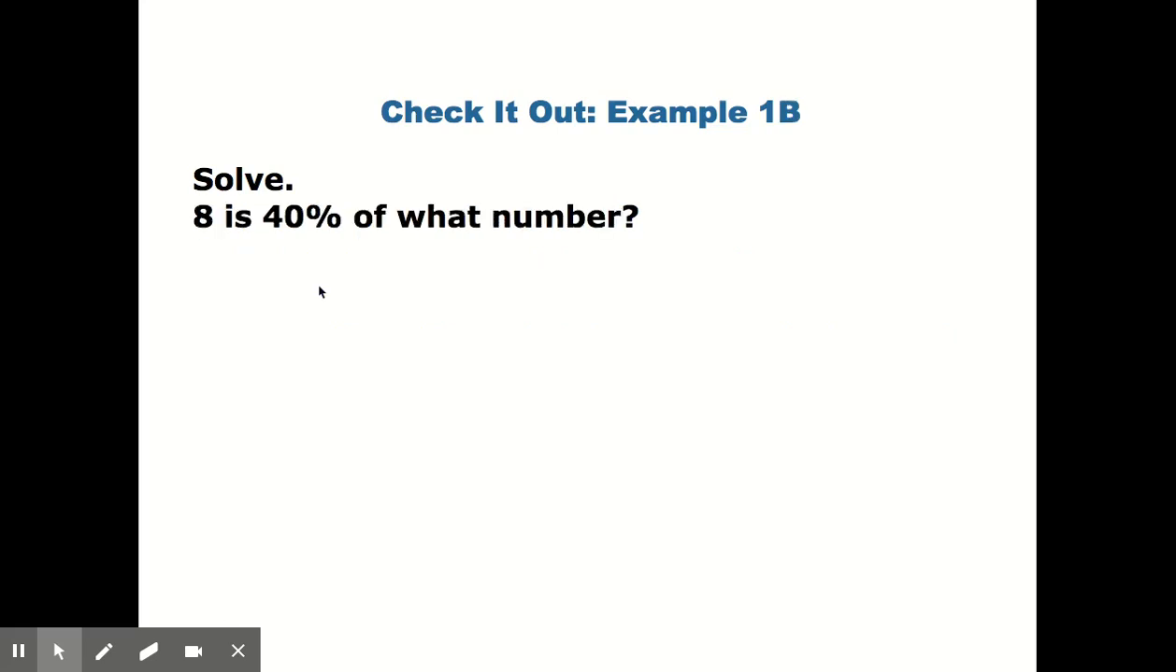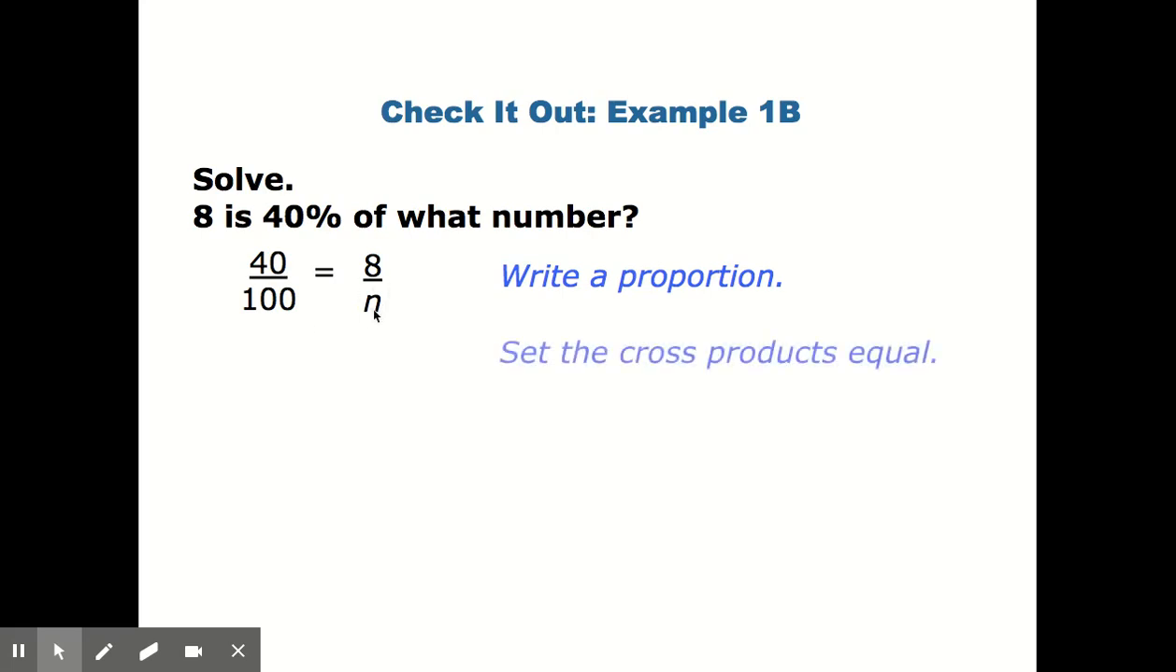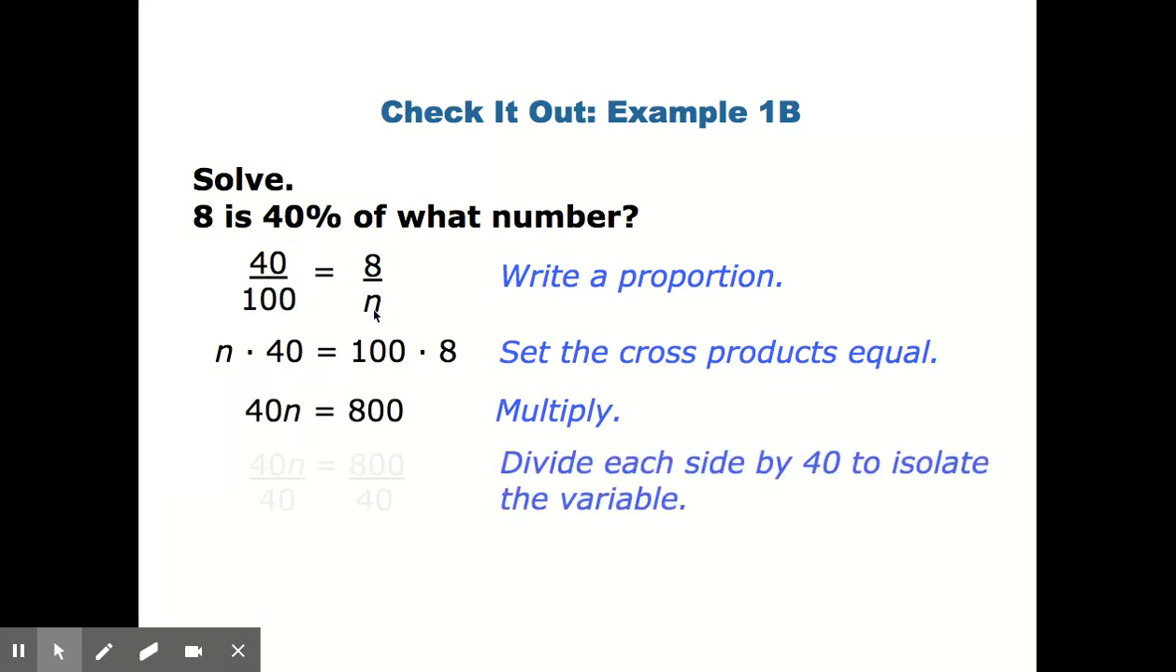Another one. 8 is 40% of what number? Set up our proportion: 40 over 100 equals 8 over n. We know that the 40% is 8, so we're looking for the whole. We know 100% is the whole, but what is the actual number related to 8? Cross multiply. 40n equals 800. Divide. n equals 20. So 8 is 40% of 20.